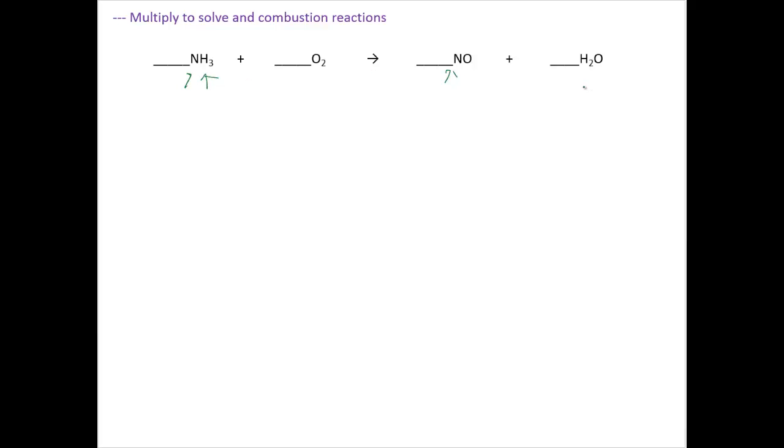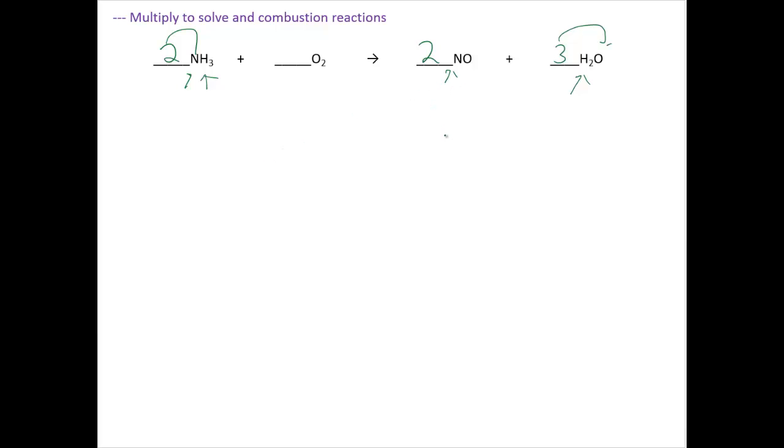I've got 3 of them here and 2 of them here. Well, I'm going to have to use a common denominator. So I've got 6, so I've got 3 times 2, and then 2 times 3. That gives me 6. Now I've changed the number of oxygens, so I've got 3 oxygens here. Oh, let's do nitrogen first. So there's 2 nitrogens here, 2 nitrogens there.